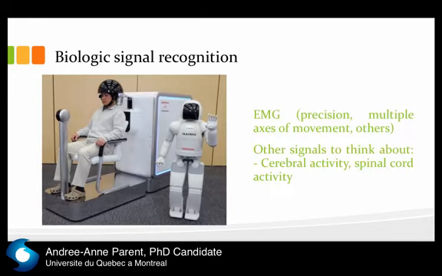But the most important for biologists is this biologic signal recognition. EMG is good, but for the precision, they have many axes on the arm and everything, so it's difficult to know, do you want to go in front, do you have a rotation, do you want anything, so it's difficult to know what is really the movement you want to do with the exoskeleton. But there exist other signals, like cerebral activity, like Asimo, if you know it, they have some talk, and you can move the robot with your brain.